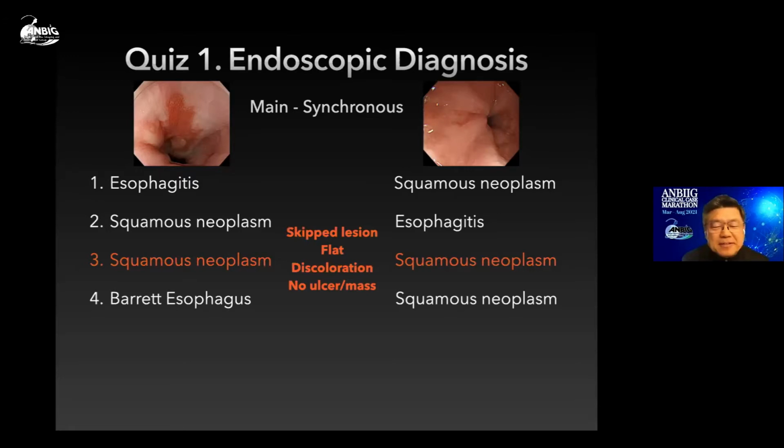My answer is number 3, because these two lesions are located in the esophageal mucosa, with normal esophageal mucosa between the G line and this main lesion. And the flat lesion is flat and discolored without ulcer or mass. So both lesions are also squamous.